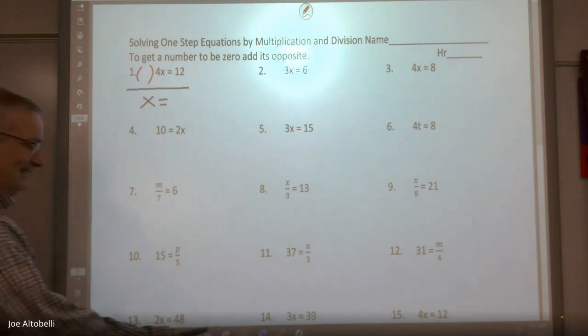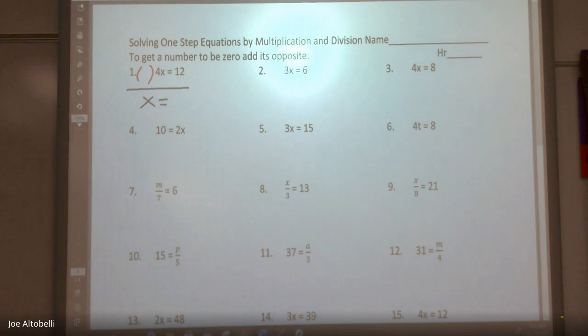Oh my. Remember one of those properties that I had you memorize? There were 4 main properties. We had the commutative, associative, distributive, and then the other one. Yeah. So what is the multiplicative inverse of 4?